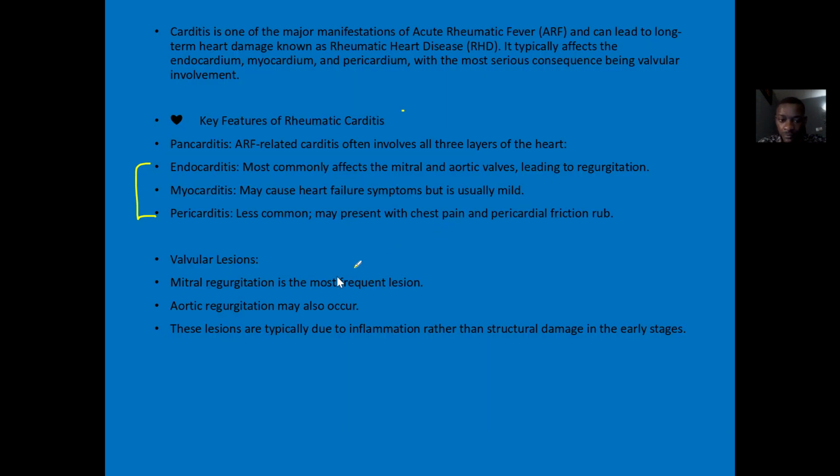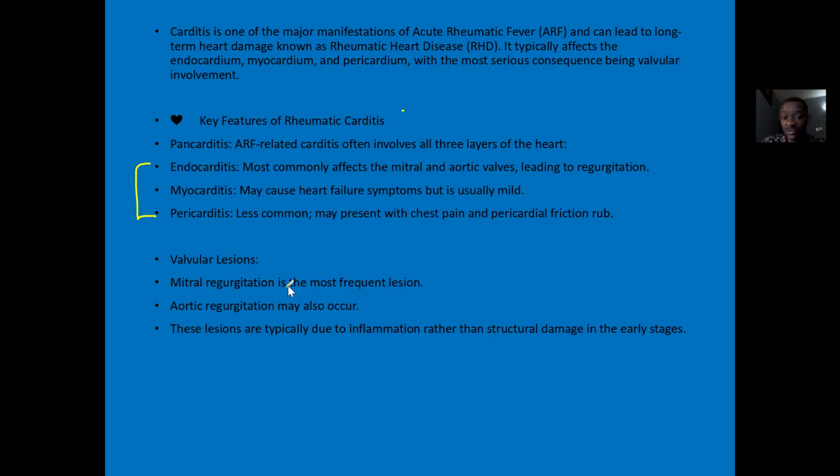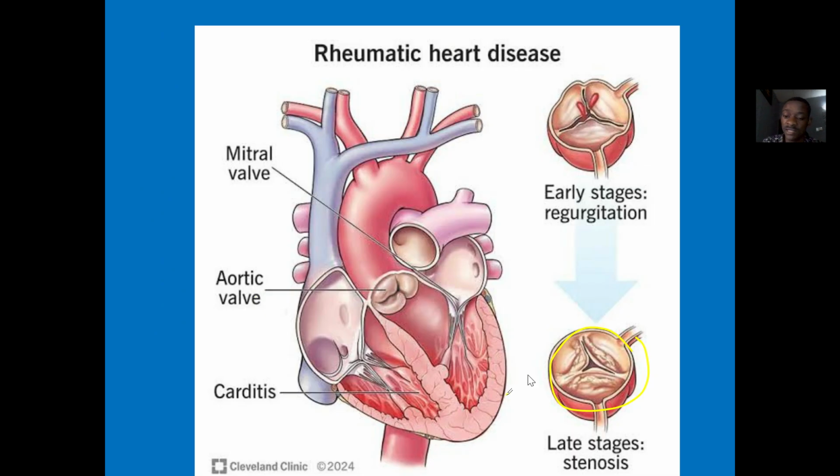Okay. So when it causes valvular issues, that's inflammation of the valve, scarring of the valve, stenosis. The mitral valve is usually the most frequently affected one. The aortic valve can also be affected. So the thing here is this: when blood flows inside the valve, it's not a one-way flow anymore. The blood can regurgitate. It can move backward.